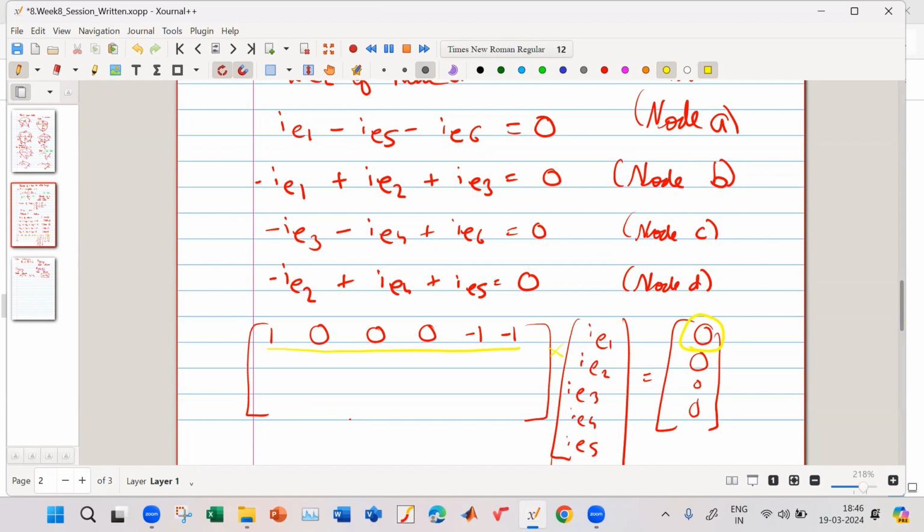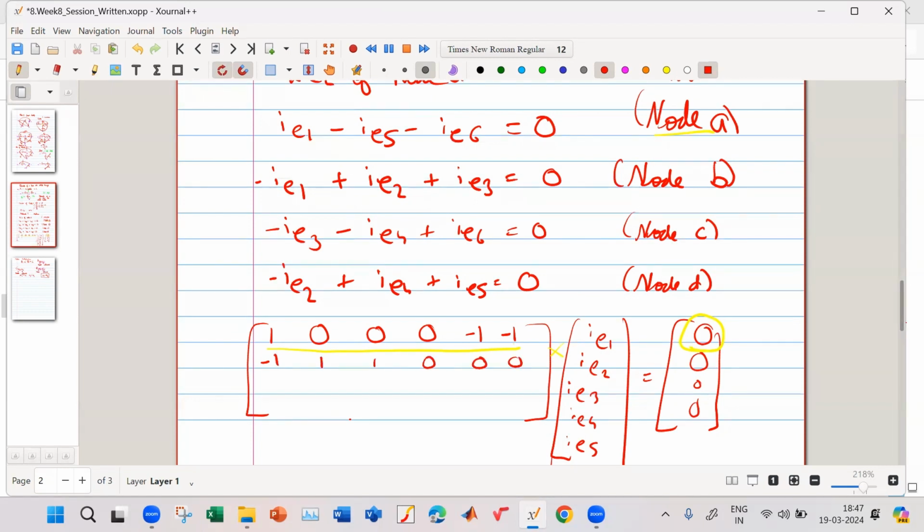So this is the thing for node A. So the equation for node A is represented as one row in this matrix, and these are the variables, and this is the resultant value. Okay. So now let us write for the next row. For node B, what will you write? Minus 1 1 1 0 0 0.